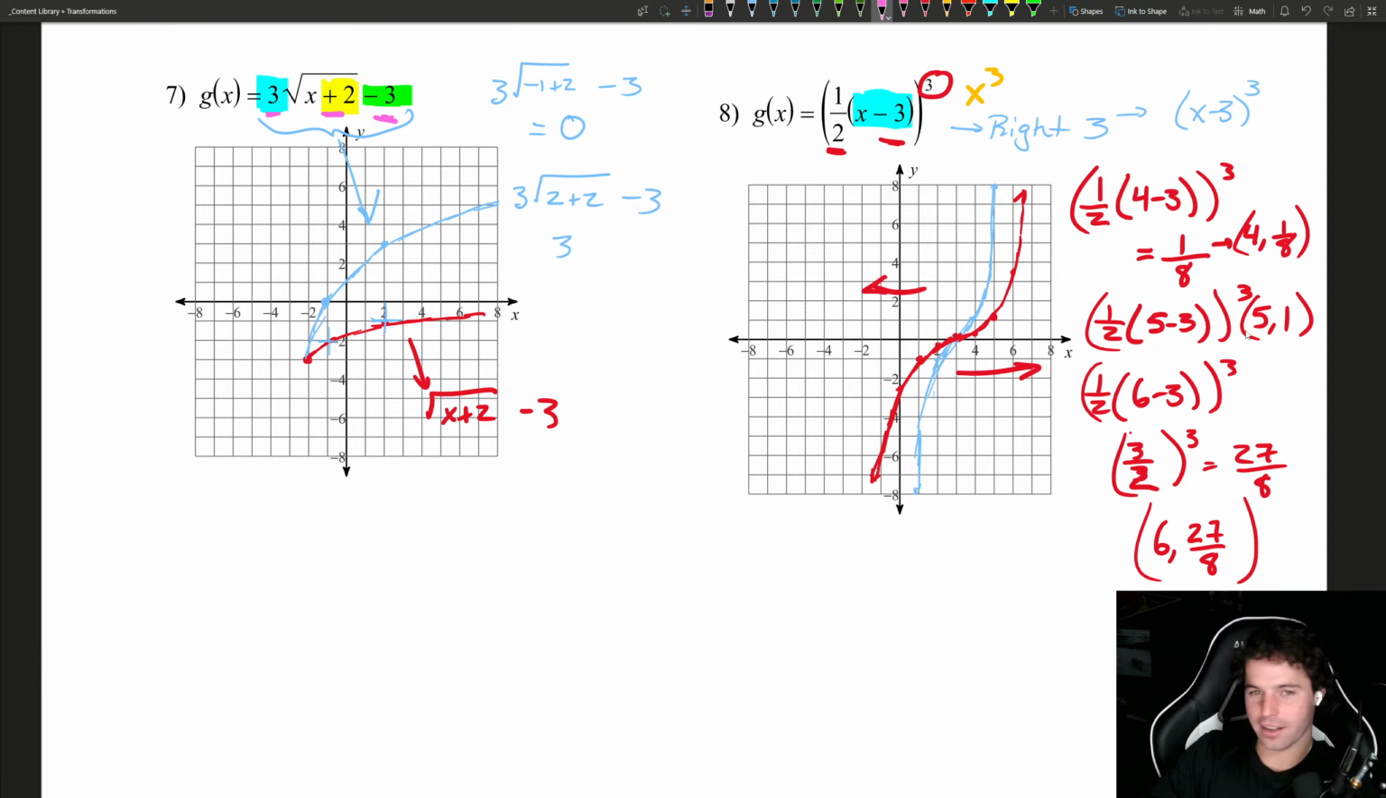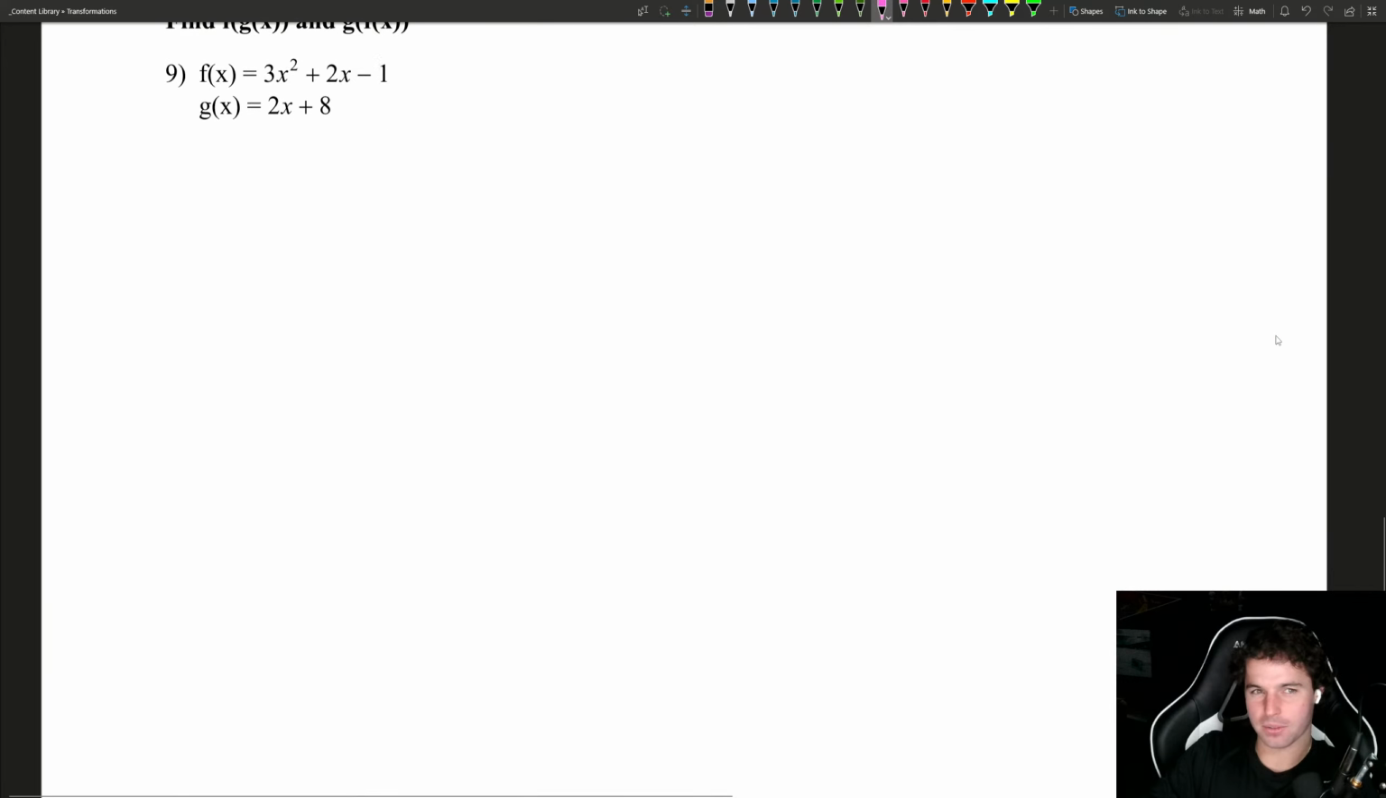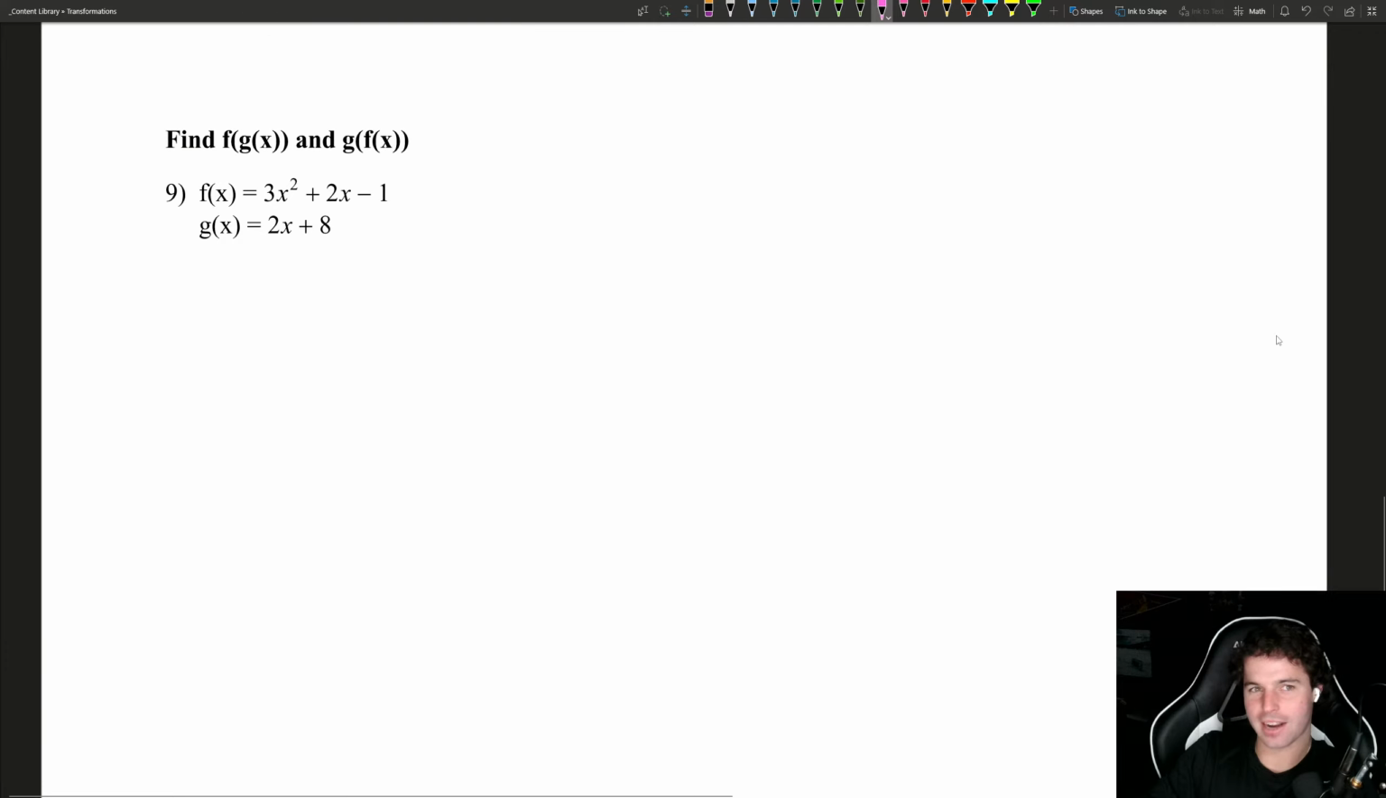Okay, last problem, and this is something we already did. Actually, this is almost exactly the same as what we did before. I'm just going to draw this out. I'm going to let you guys finish it. Okay, we need two things here. We need f of g of x, and we need g of f of x.